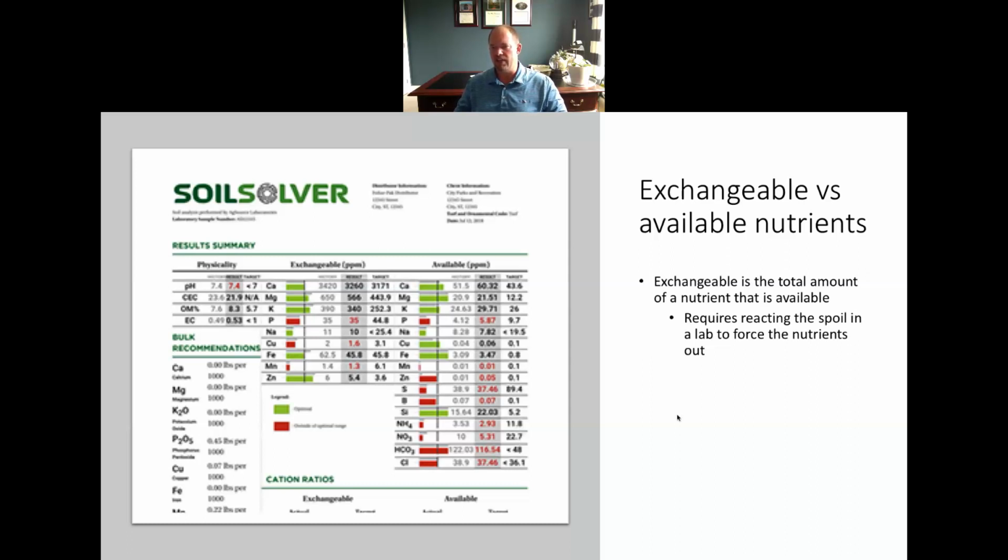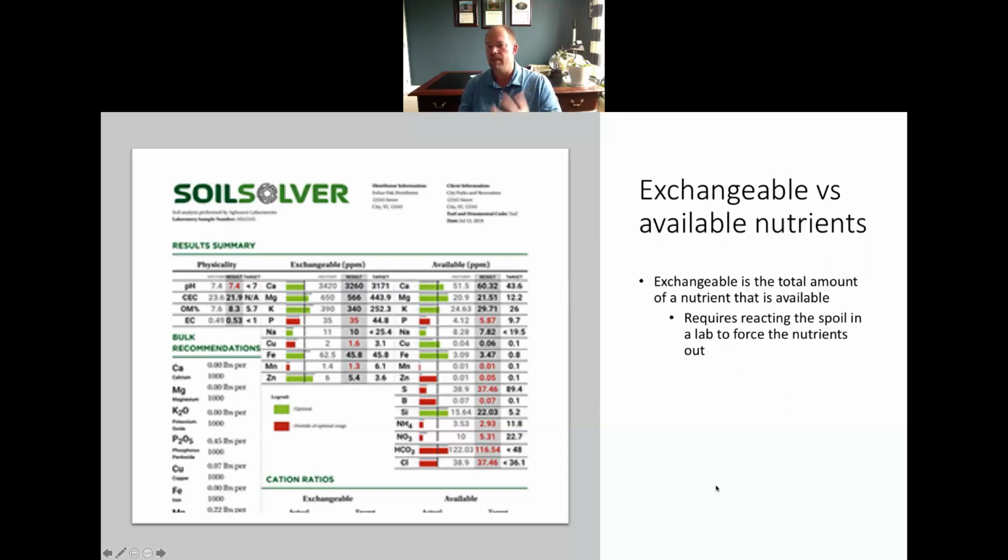So exchangeable would be the total amount of nutrient that is available. Many soil tests talk about exchangeable, or provide you results in exchangeable. This is an important thing to ask and to know or think about when you're soil testing, because what this involves basically is reacting that soil in a lab to force or shock nutrients out. So when we look at the exchangeable, it's basically saying this is the total amount of nutrient that's available if we chemically react that soil and shake everything out of that soil. This is what comes back on the test.